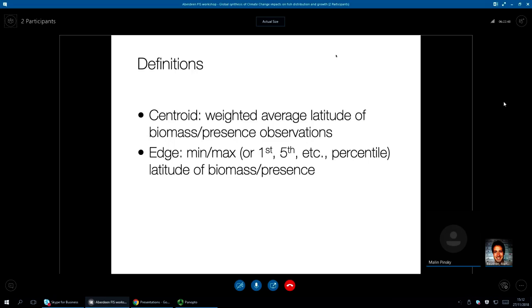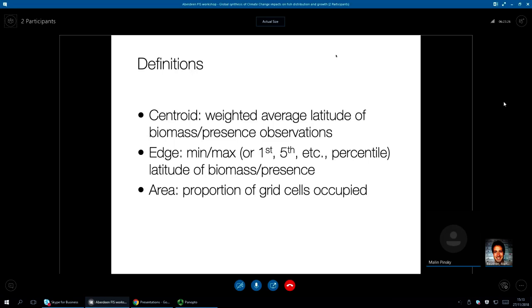You can look at the minimum or maximum latitude or depth, or if you're interested in movements across longitude, you can look at those edges. And yet, those tend to be quite noisy because it's quite a stochastic process whether you actually sample a species. So we often use summaries of edges like the 1st or the 5th percentile of species biomass or of species presence. Those tend to be a bit less affected by noise, but still, you're not capturing the absolute edge, which is almost impossible to survey with any confidence.